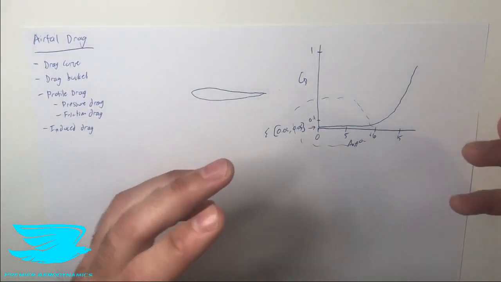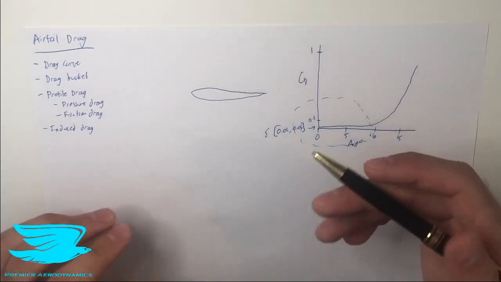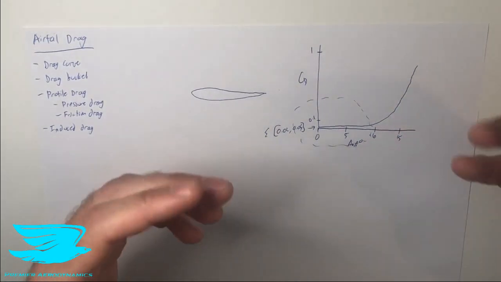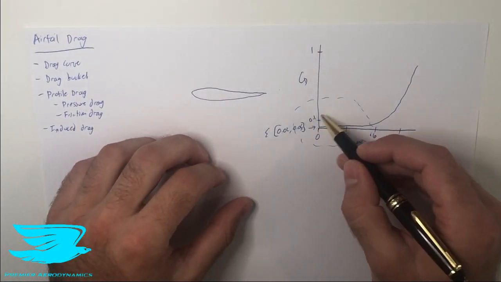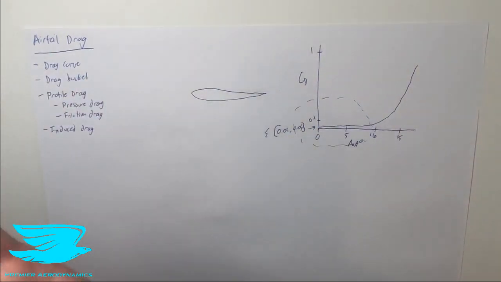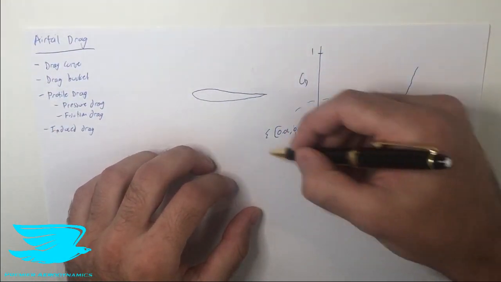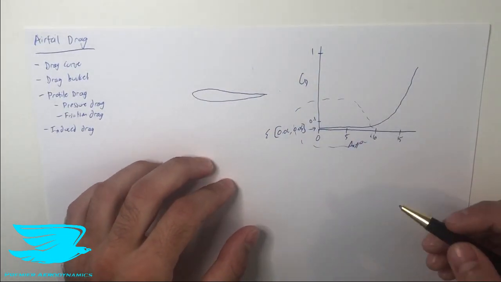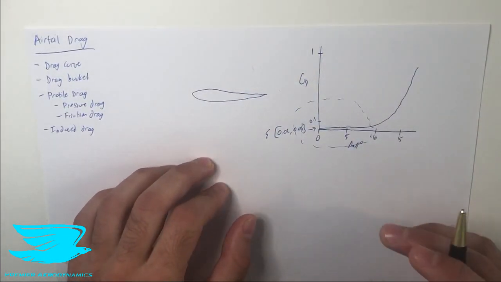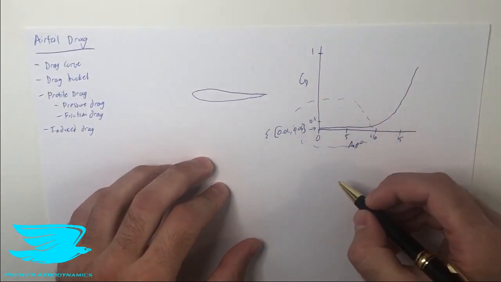Now, to understand what this drag bucket is and why it occurs, we need to understand the drag and the different types of drag. So the drag bucket really just refers to this point where the drag is like in a bucket. So if we were to have this side, you can see it's in a bucket region. So why does it occur? Well, to understand this, let's talk about the drag of an airfoil.